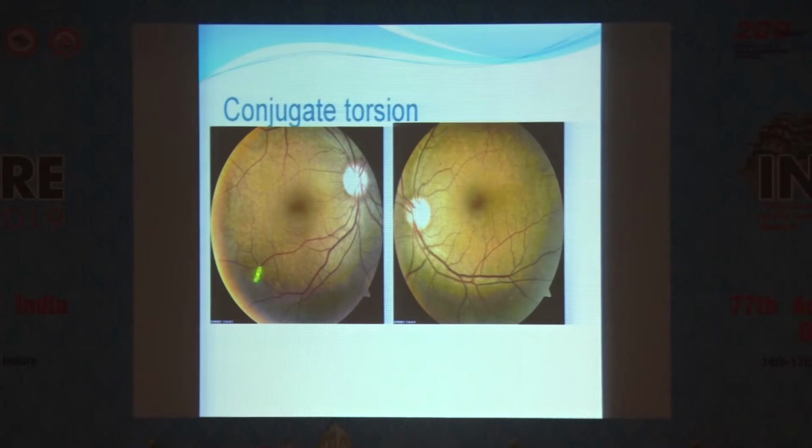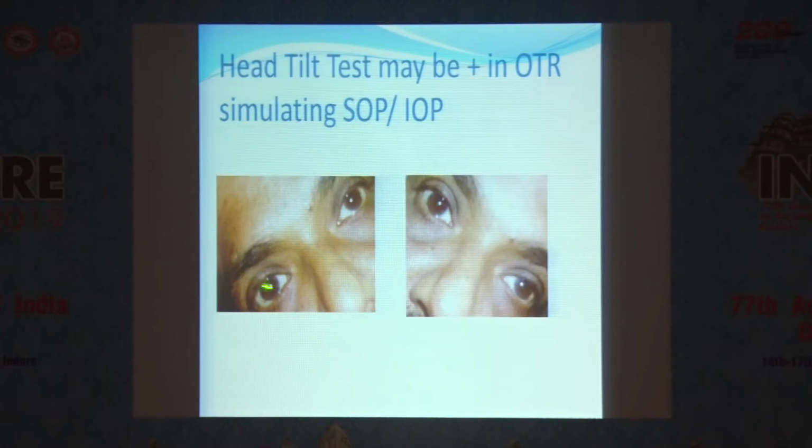This is showing the conjugate torsion, that one eye is extorted and the other eye is intorted. This is seen nowhere other than in ocular tilt reaction, and we saw that in the previous presentation also. As I said, the head tilt test can be positive because one side of the vestibulo-ocular pathways are gone, so there is not going to be any effect. But if you tilt the head to the opposite side, this may come positive. So this can create confusion with superior oblique palsies.